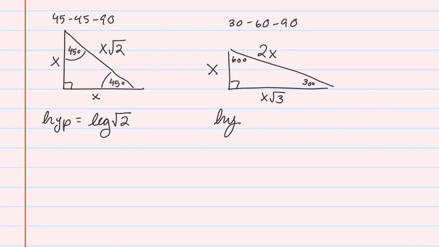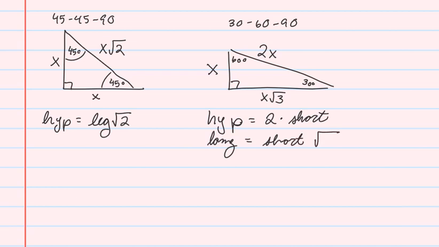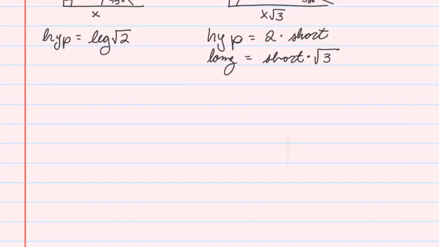The hypotenuse is equal to 2 times the short leg, because we have 2 different size legs here, and the long leg, I'll rewrite it so you can read it, is the short leg times radical 3. We can solve for any one of the sides given certain information. I'll look at a couple of examples there.